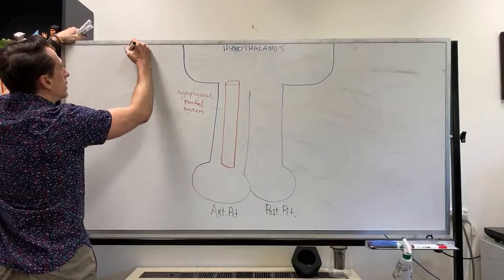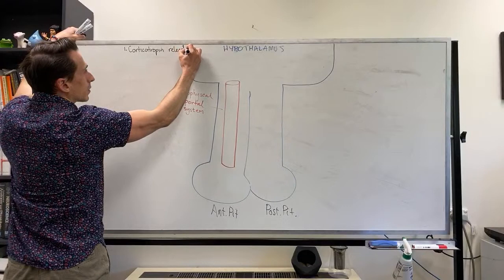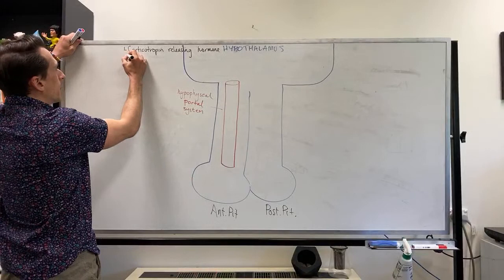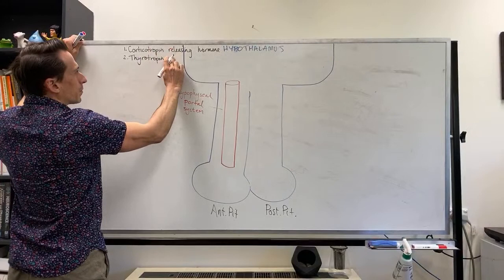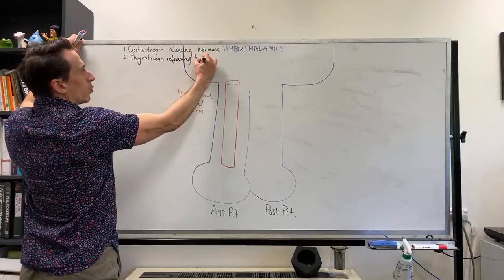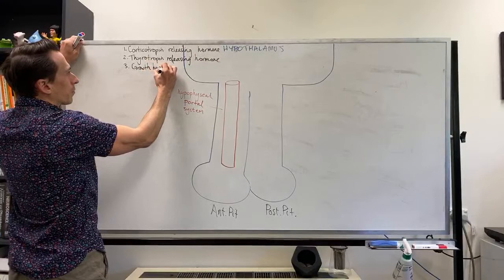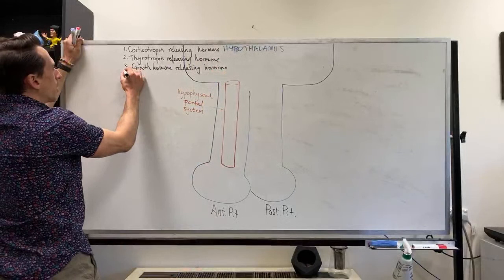is corticotropin releasing hormone. Corticotropin releasing hormone. The next hormone I'm going to write down is going to be thyrotropin releasing hormone. You're going to see a bit of a pattern here with releasing hormone. Next one we want to talk about is growth hormone releasing hormone. And then the last one we need to talk about is gonadotropin releasing hormone.